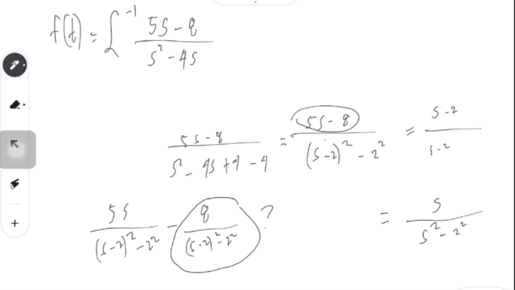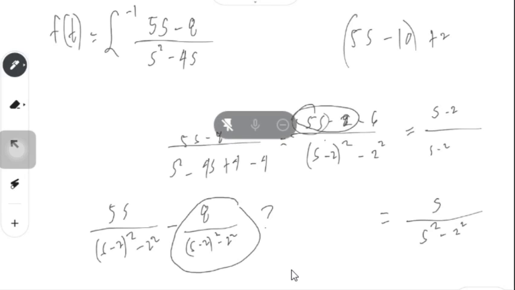Minus 2 plus 2 po. Kung minus 2 plus 2, yung 8 gawin na lang natin minus 2 minus 6. Eh, ang problema, yung 5s. Hindi po, sir. Ang mangyayari po is 5s minus 10, tapos plus 2 po. Tapos pwede na siyang paghiwalayin. Pwede mong i-factor out yung 5, magiging s minus 2 po. So you have 5, then s minus 2.